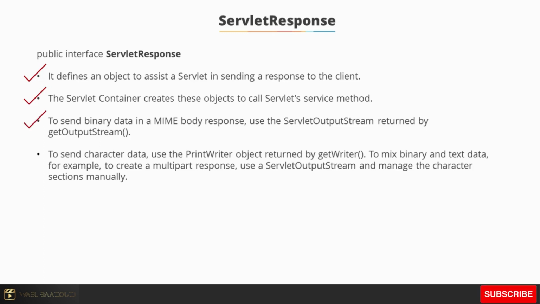To send binary data in a MIME body response, use the servlet output stream returned by getOutputStream. And finally, to send character data, we can use the PrintWriter object, which is returned by the function called response.getWriter. To mix binary and text data, for example, or to create a multi-part response, we can use servlet output stream and manage the character sections manually.